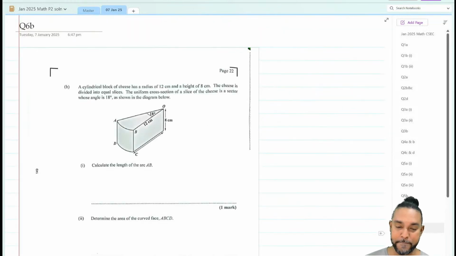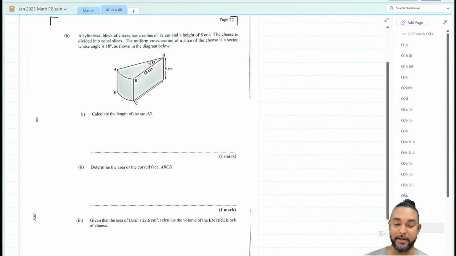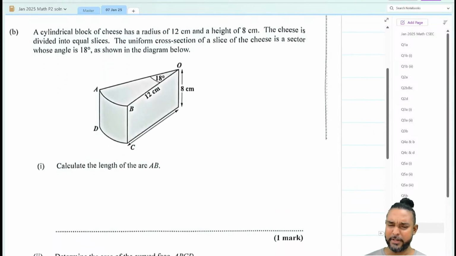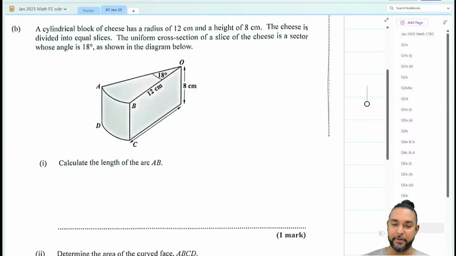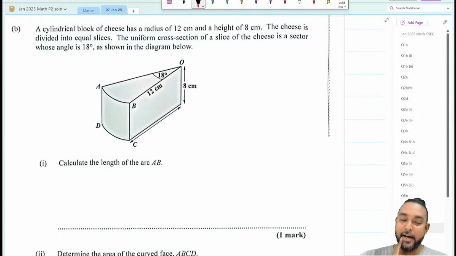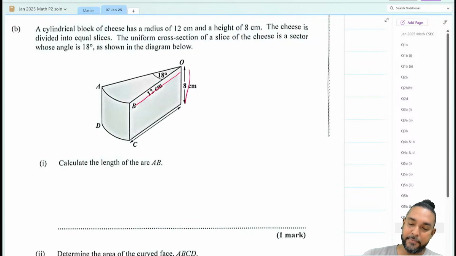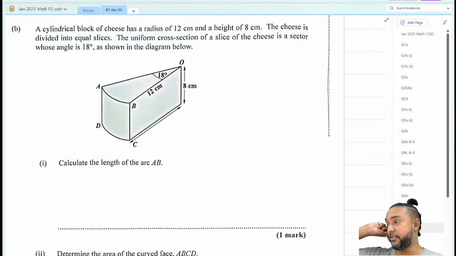Moving on. Right, this is the question that had me a little perplexed. I was like, okay, let me draw on my math knowledge and see if I could work it out. A cylindrical block of cheese has a radius of 12 centimeters and a height of 8. So radius of 12, height of 8. And they cut out clearly a slice of cheese. If you didn't like cheese, just use cheesecake, a slice of cake, right?